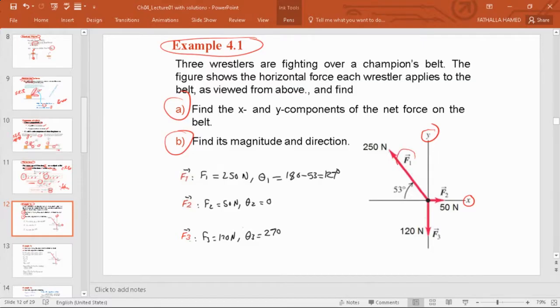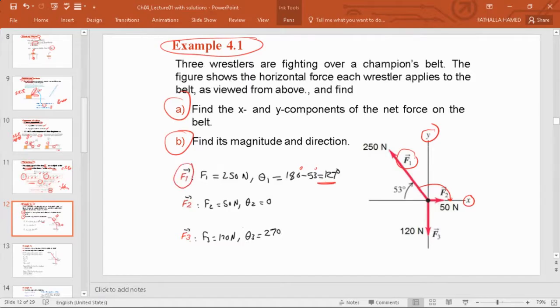F1 here has a magnitude of 250 newtons. They give you the angle between F1 and the negative x-axis as 53 degrees. We always measure it relative to the positive x-axis, so you basically want this angle here. And this angle will be 180 degrees minus 53 degrees, which gives you 127 degrees.